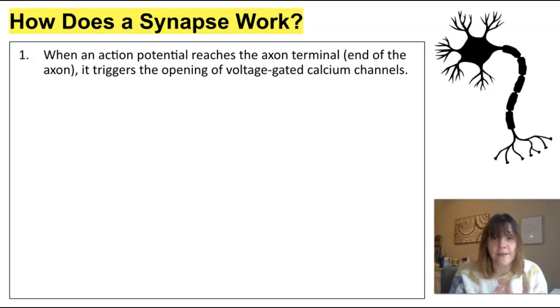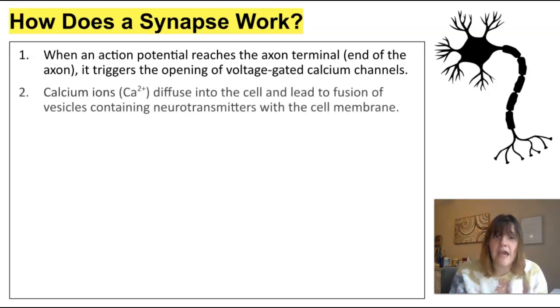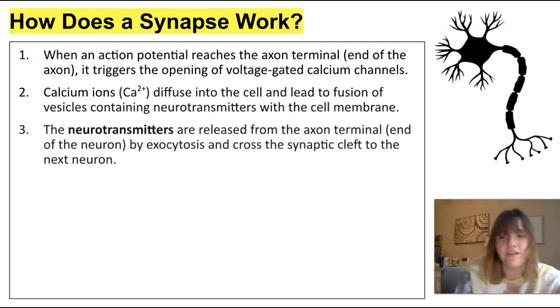So first thing, basically an action potential travels down the axon, and when it reaches the end of the axon, it basically triggers the opening of calcium channels. And then some calcium ions are going to diffuse into the cell, and they lead to the fusion of vesicles that contain neurotransmitters with the cell membrane. The picture will help with this in a second.